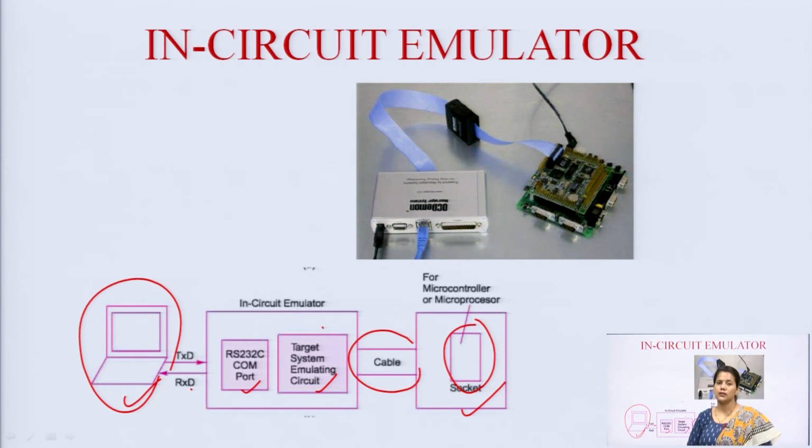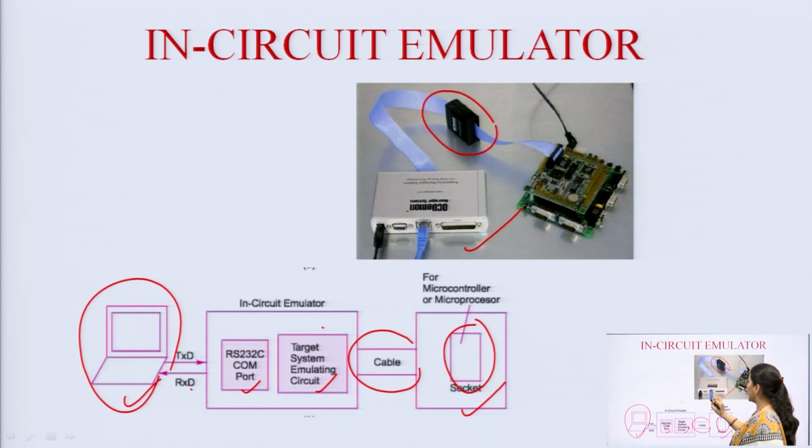While using the ICE, we remove the microcontroller from its actual socket and replace it with the ICE, but here, instead of a plug-in process, we do the same using a cable. This is the actual diagram. We can see that this is the target device and this is the adapter, and using the adapter we are connecting the emulator circuit to the target hardware. This is the actual image of the process.